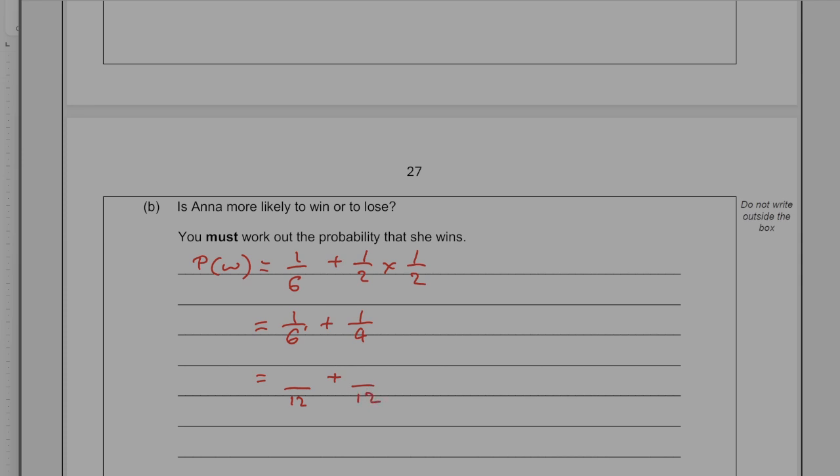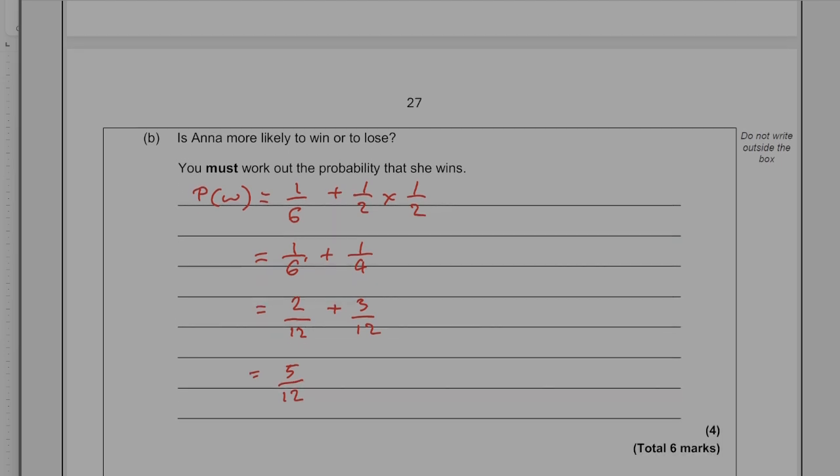So to do that, I need to times the first fraction by 2, so that's going to be 2/12. And I need to times the second fraction by 3, so that becomes 3/12. Which means the probability that she wins is going to be 5/12. So I can jump straight to that.